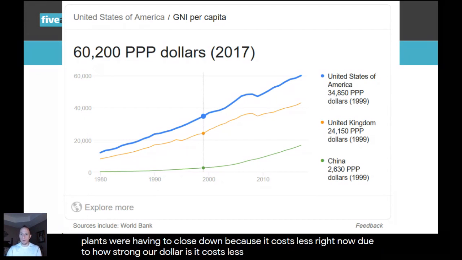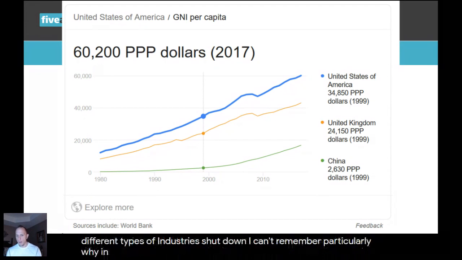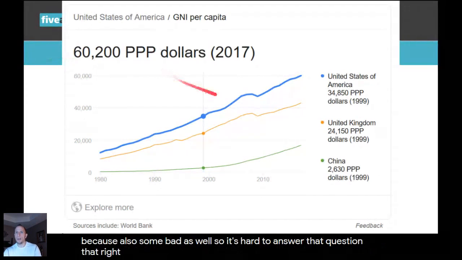It costs less for people to go and get the same materials from other countries, and so that's causing different types of industries to shut down. I can't remember particularly what industry it was. I was working and doing something else at the same time, but there is definitely some good with that, but there's also some bad as well. So it's hard to answer that question outright. All right, so let's move on.